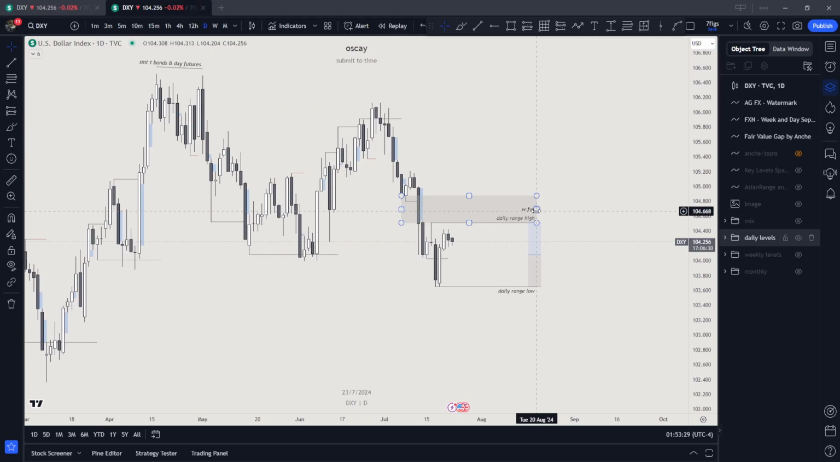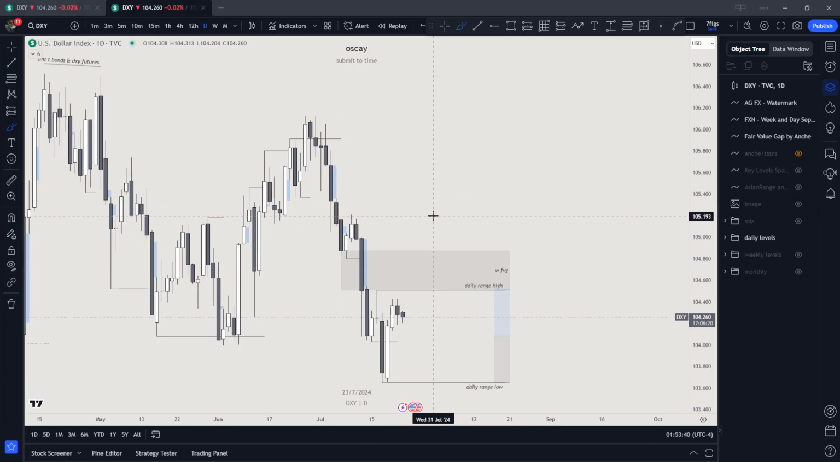Why? Because if we are to go down, we should expect premium arrays. And this is a very strong premium array. We have a weekly fair value gap. We have a daily range high. Yeah, that's just like clockwork.